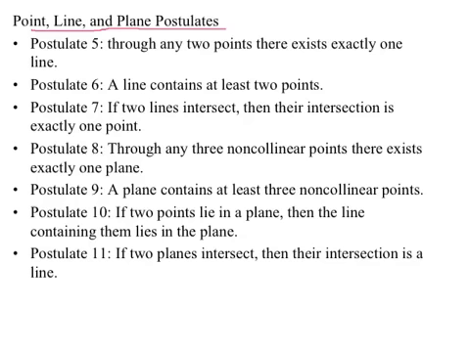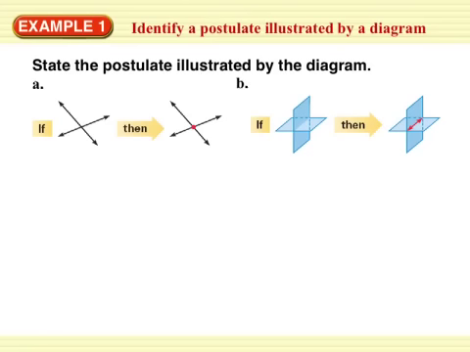Postulate 10, if 2 points lie in a plane, then the line containing them lies in the plane. Postulate 11, if 2 planes intersect, then their intersection is a line. Let's use this information. So state the postulate illustrated by the diagram. I assume you've written all those down so you can go back and refer to them.